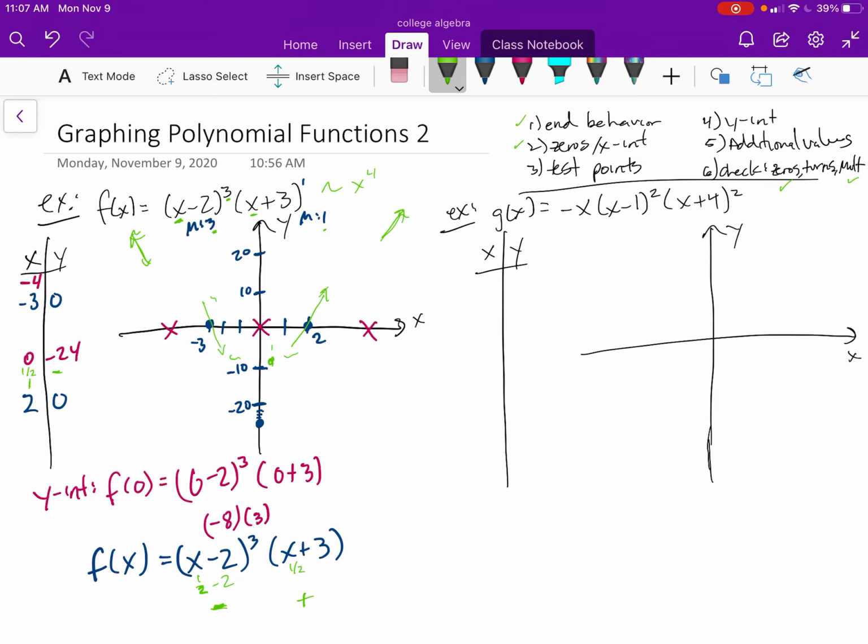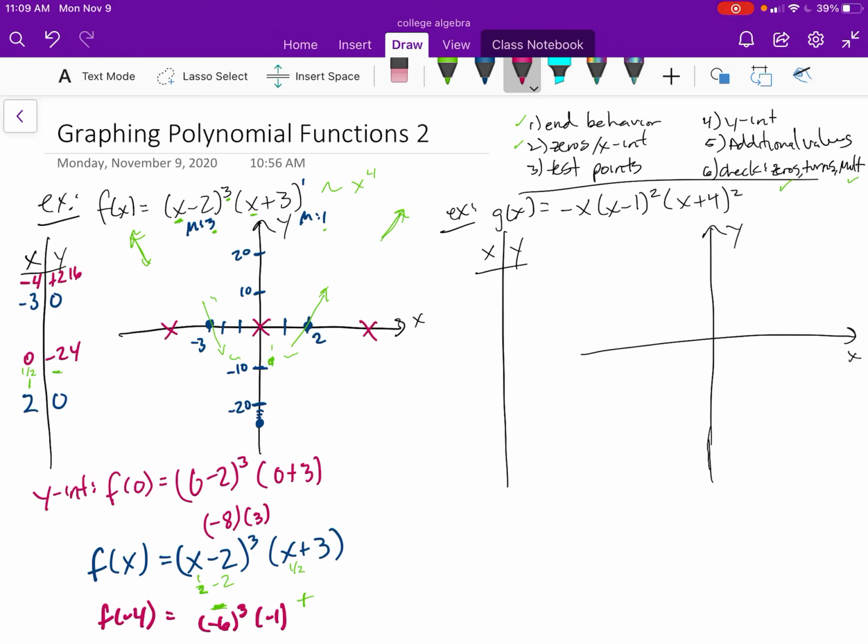Now, I chose negative 4. So going back to that one, negative 4 minus 2 is negative 6, and negative 6 to the third, multiplied by negative 4 plus 3, which is negative 1. Negative 6 to the third is negative 216, I believe, times the negative 1 is a positive 216. So if these numbers just get out of hand, check if it's positive or negative at least. That's a great thing to do.